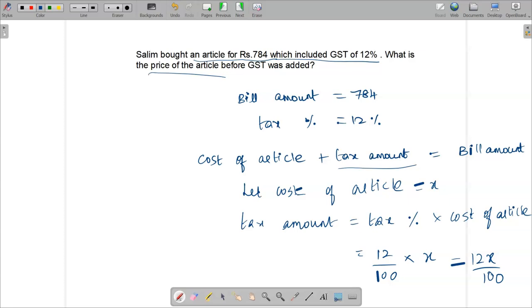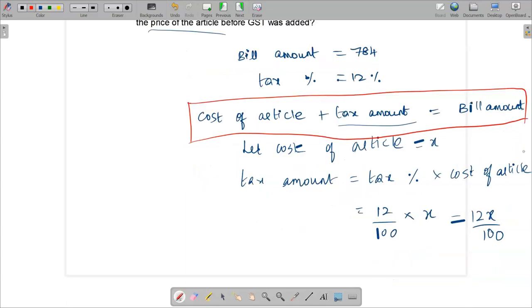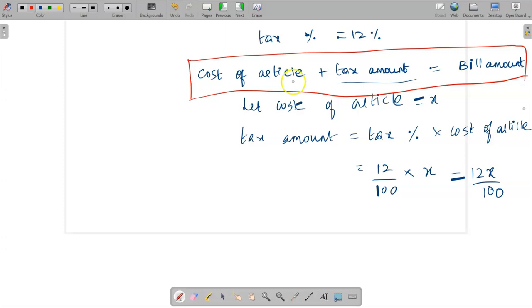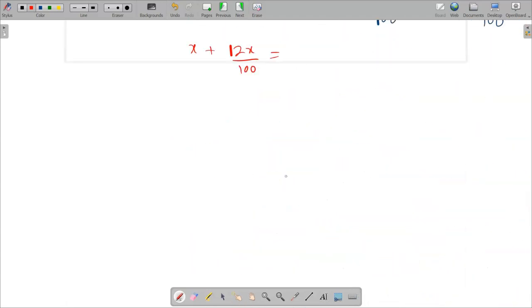Now coming to the formula. This is the formula: cost of the article plus tax amount is equal to bill amount. Let me substitute all those values. The cost of the article is nothing but X. The tax amount is 12x by 100, which is equal to the bill amount. In this problem, the bill amount is given as 784.